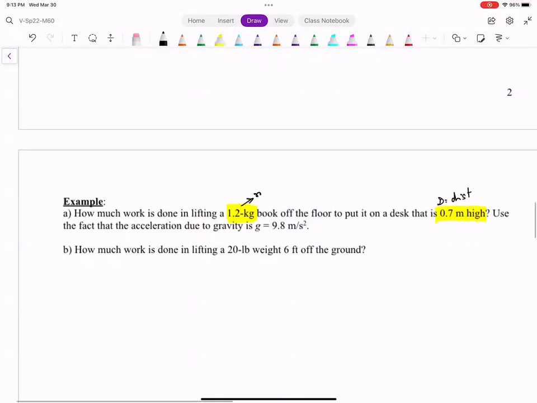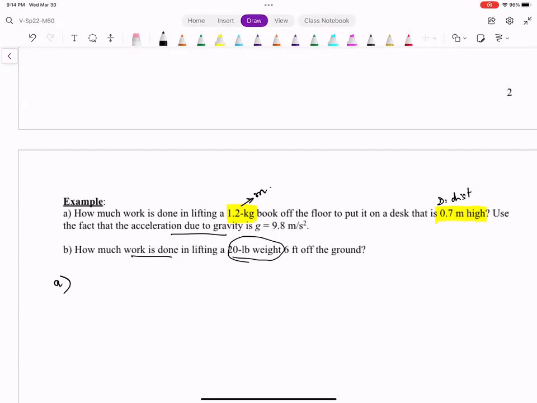What is given here is just the mass. Use the fact that the acceleration due to gravity is 9.8 meters per second square. We will do the first part, and then the second part is asking how much work is done in lifting a 20 lb weight 6 feet off the ground. Let's try one by one. Part A.